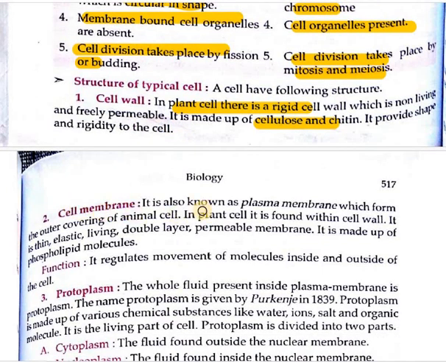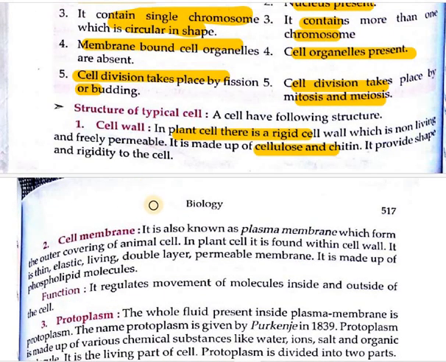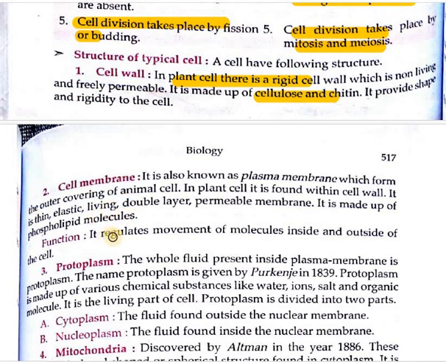Cell membrane, also known as the plasma membrane, forms the outer covering of an animal cell. In a plant cell, it is found within the cell wall. It is a thin, elastic, living, double-layer permeable membrane made of phospholipids and proteins. It regulates the movement of molecules inside and outside of the cell. So the cell wall is not present in animal cells, but the cell membrane is present.